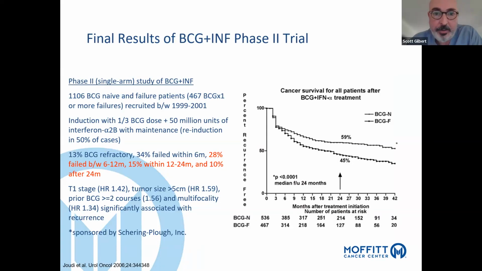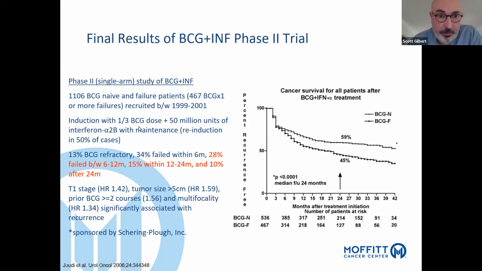So what about BCG interferon? This is a little bit historical, published back in 2006. When I was training, BCG and interferon was a very common combination therapy used either in the primary setting or for BCG failure. And so this was 1,100 patients, BCG naive and failure patients. This study incidentally was run by and supported by the sponsor who was providing the interferon. So there were some concerns about how the data might have been collected and potential results favoring the intervention arm.